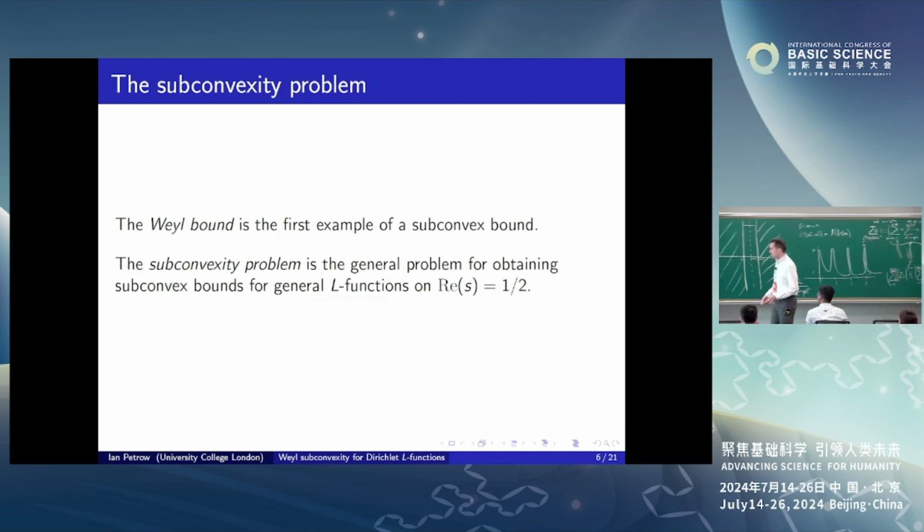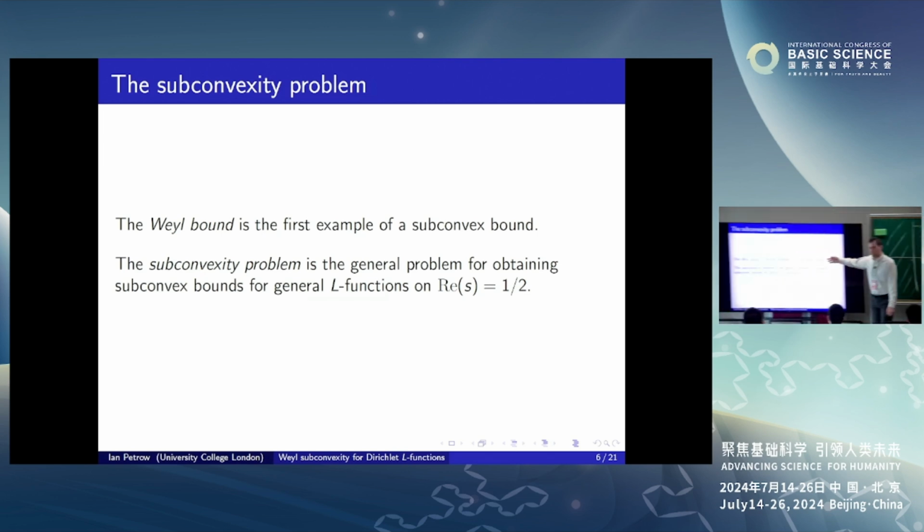So in general, this is the Weyl bound, due to Weyl and Hardy-Littlewood, the first example of a subconvex bound for L-functions. One of the problems I study is something called the subconvexity problem, which is the problem of estimating L-functions at the center of their critical strips and obtaining non-trivial upper bounds for those.